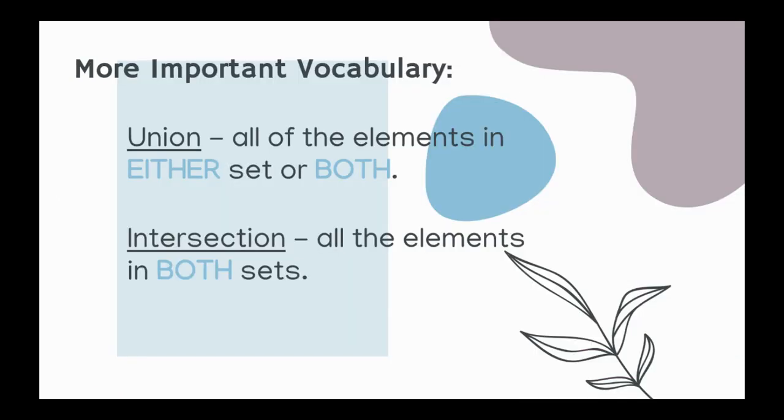Some more important vocabulary that we need to know is, first of all, what is a union? A union is all of the elements in either set or both, meaning you're taking two sets and you're putting them together. We can have crossover and that's fine, but the union is the two sets put together.